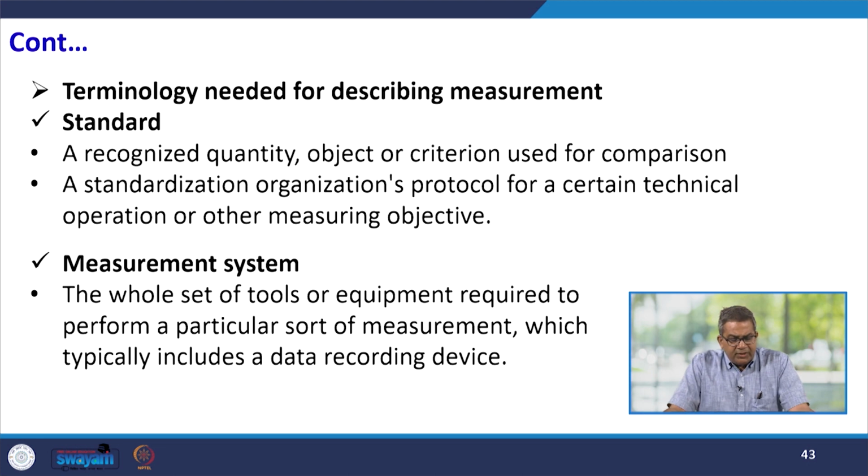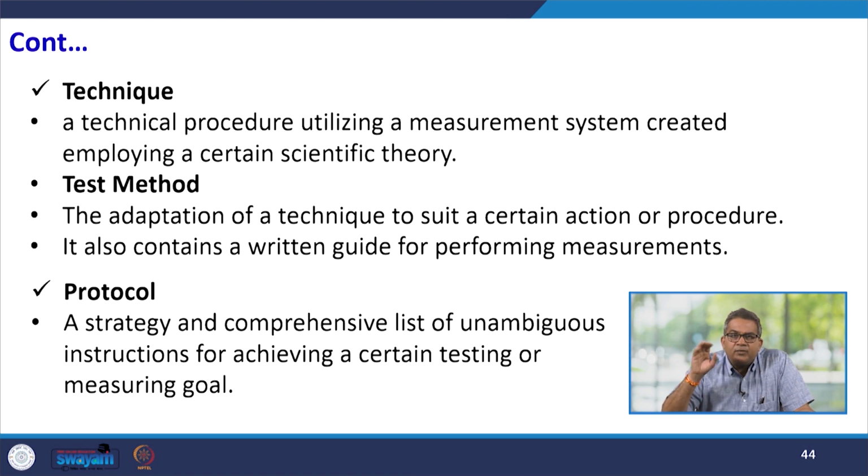The terminology needed for describing measurement: one is the standard, a recognized quantity, object or creation used for comparison, or a standardization organization's protocol for a certain technical operation or other measuring objective. The measurement system is the entire set of tools or equipment required to perform a particular sort of measurement, which typically includes a data recording device.